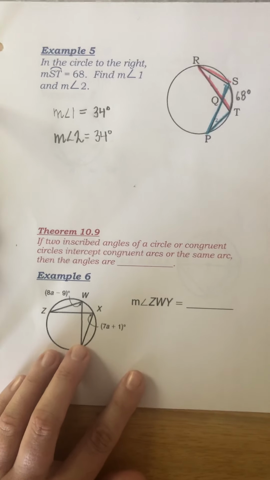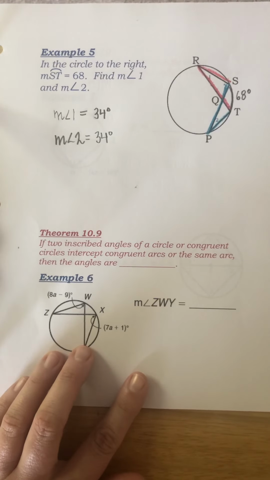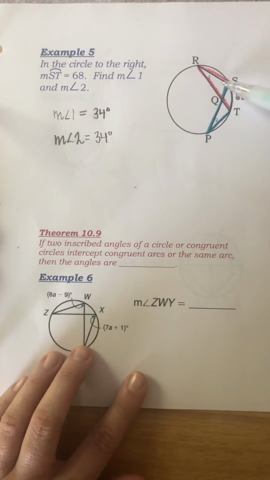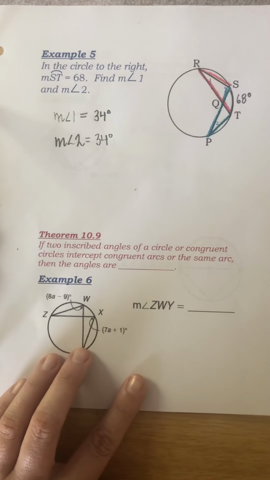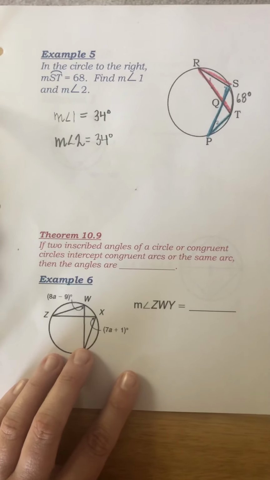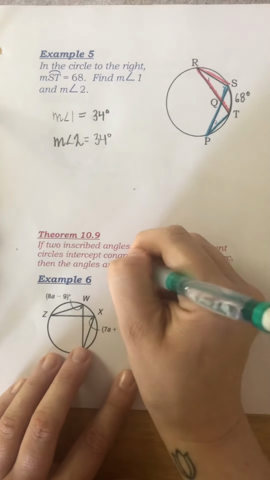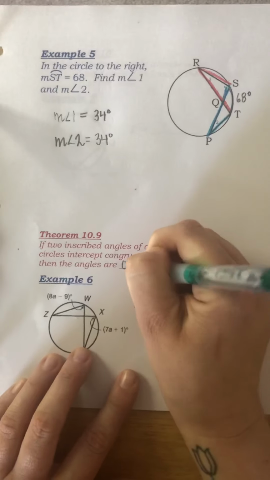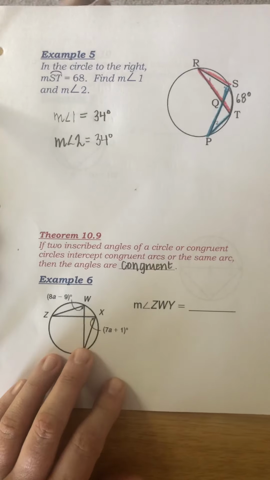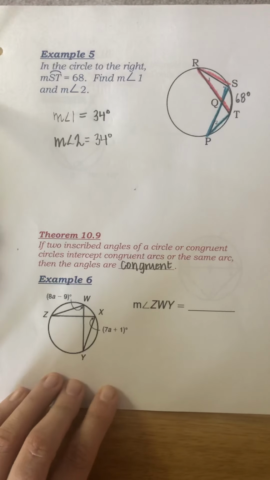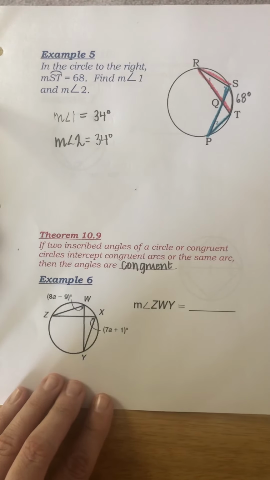It says if two inscribed angles of a circle or congruent circles intercept congruent arcs or the same arc. In other words, look up here. Angle 1 and angle 2 both intercepted the exact same arc. They both intercepted arc ST. Then what did we just find out about their angles? Well, they are congruent. So if two inscribed angles intercept the same arc, then those angles must be congruent.